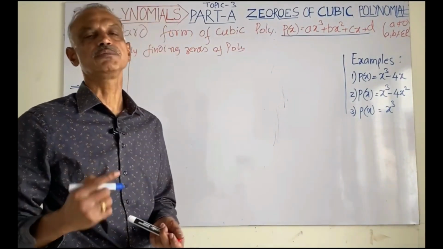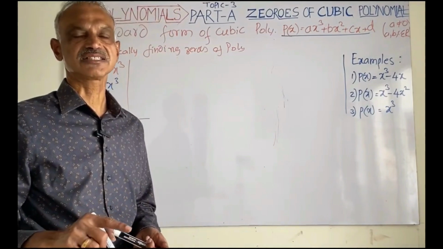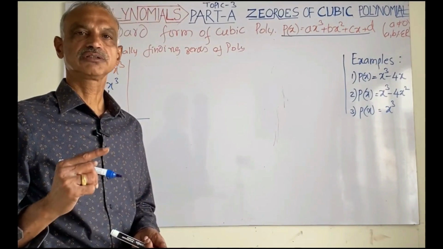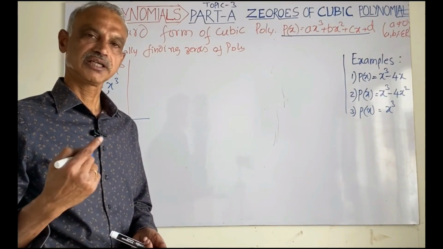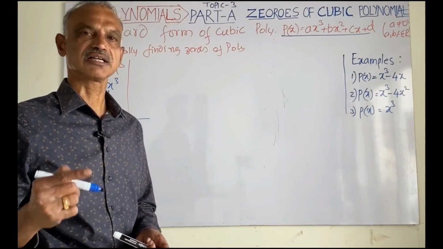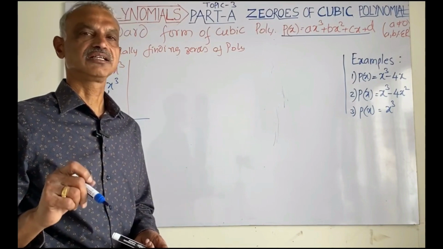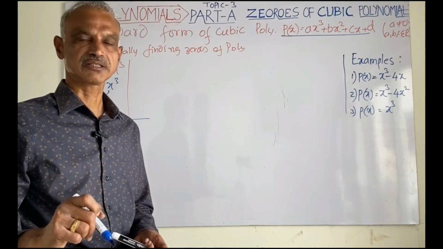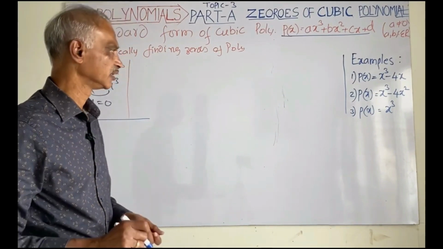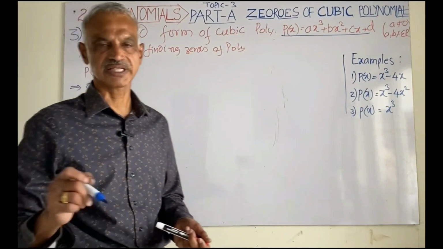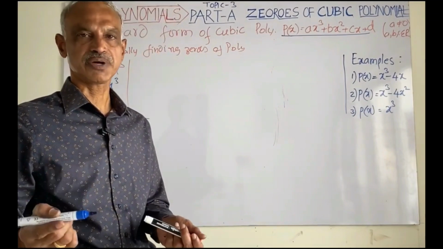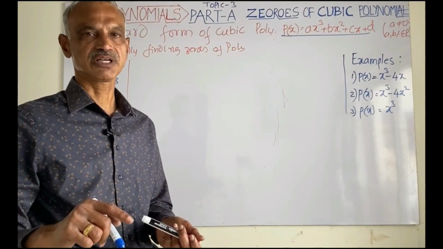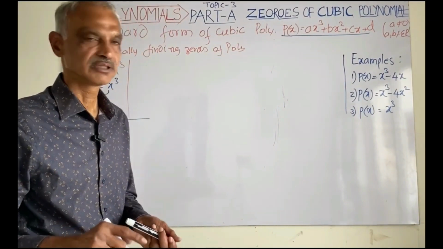The graph of a cubic polynomial will touch the x-axis at most 3 points. It may touch at 1 point, 2 points, or 3 points. The graph of a cubic polynomial will definitely touch the x-axis at most 3 points.